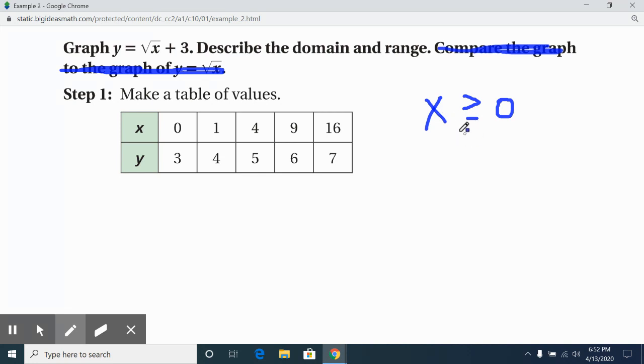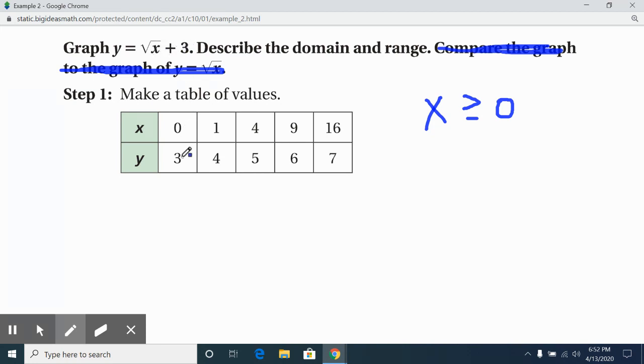What do they do next? They go ahead and make a table where the first number they plug in is this number, 0. And when we plug in 0, we take the square root of 0 and we add 3 to it to get 3.